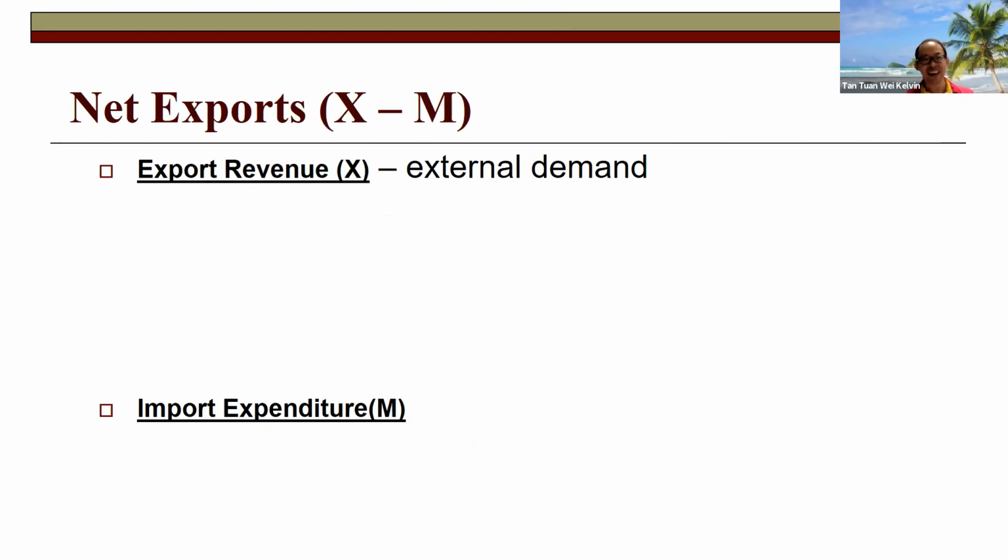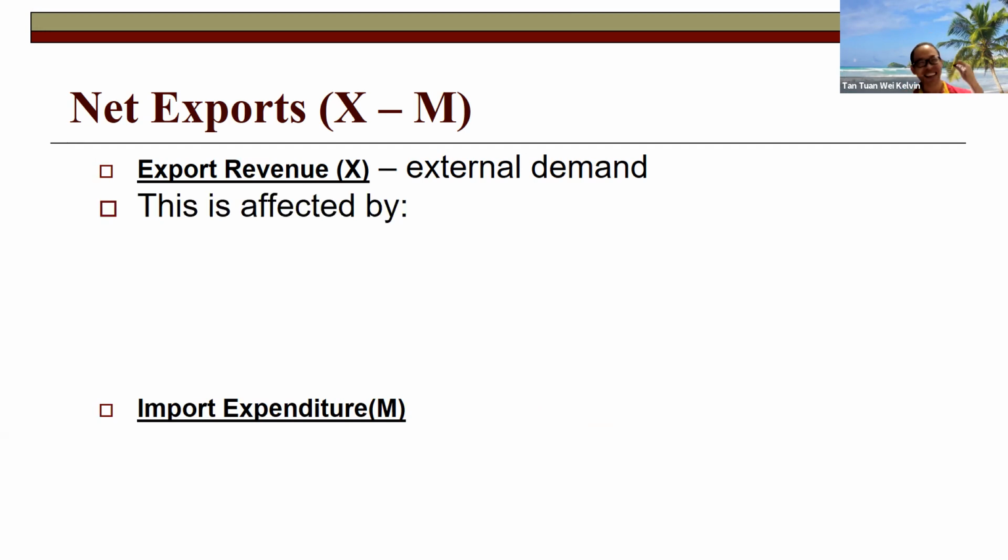Okay, finally, export revenue before I give you a break. Net export revenue, X minus M. So you should explain X minus M as a whole. Try not to explain M alone. You can explain X alone, but don't explain M alone. Your tutors will tell you why in the class. So it's either you talk about X alone or X minus M. Don't talk about M alone.